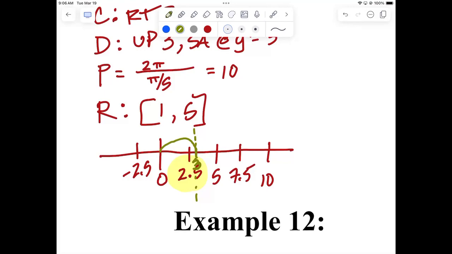I want to know where the first critical value is to the left or to the right of the actual y-axis, which is 0, and then I want to know how much the spacing is between them. How far apart are my critical values? 2.5. What's 3 minus 2.5? 0.5. So I'm going to have another critical value right here. That's where this one actually goes.